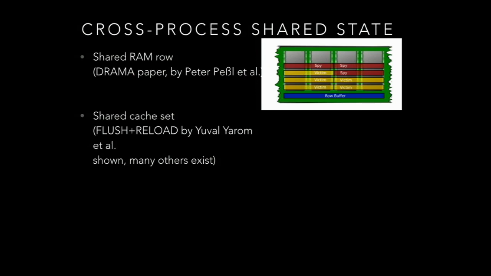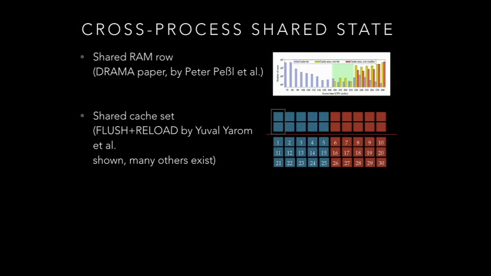So RAM is accessed in these structures called rows, and whenever you switch from one row to another, it takes a certain amount of time, and you can observe this latency. So that means that you can observe the access pattern of other processes onto a RAM chip by observing things that you can observe yourself. This histogram shows the latency difference.